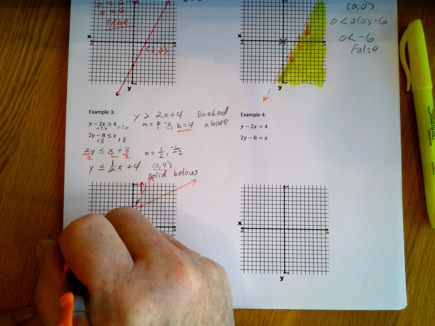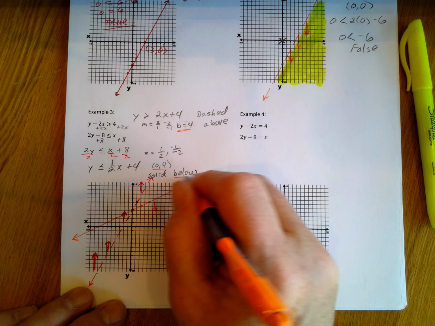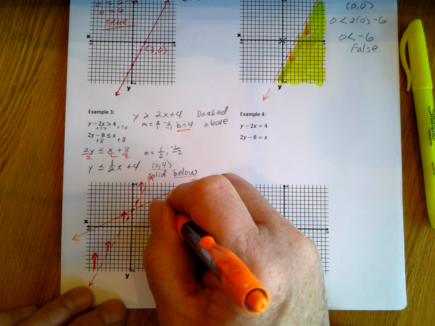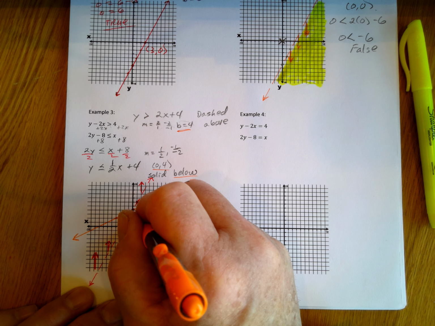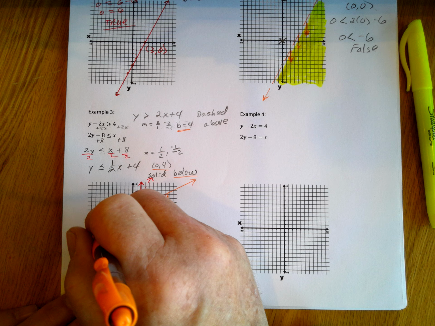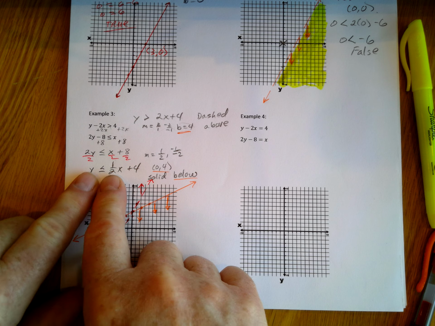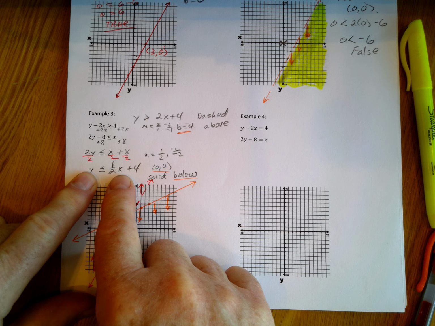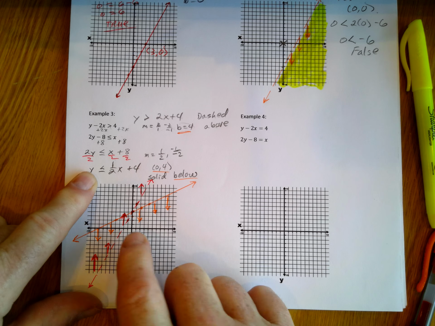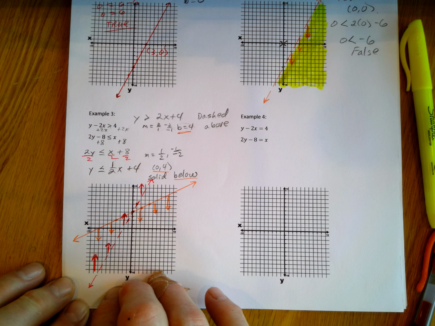What do I know about this one? This one's shaded below. See that? Below. Oh, look at where the arrows are pointing at each other, right here. So if I plug 0, 0 into here, is 0 less than or equal to 4 true? Yes. So 0, 0 is in the orange one because all of this below is the orange.